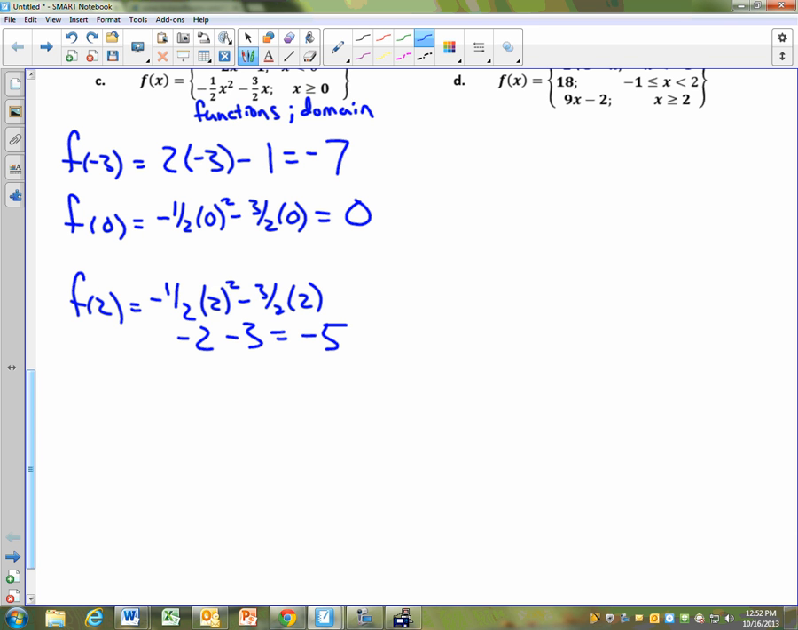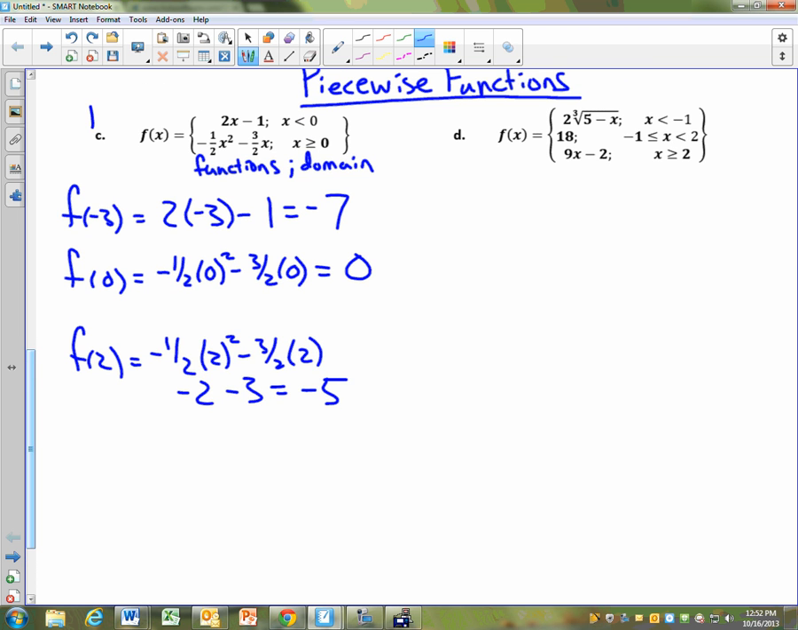Any questions how I came up with those? Yes. These are my domain values right here. They are -3, 0, and 2. And if I look at the restriction on the domain, that tells me where I plug them in. So since -3 is less than 0, I use the first one. Since 0 and 2 are greater than or equal to 0, I use the bottom one. So let's do the same thing here.